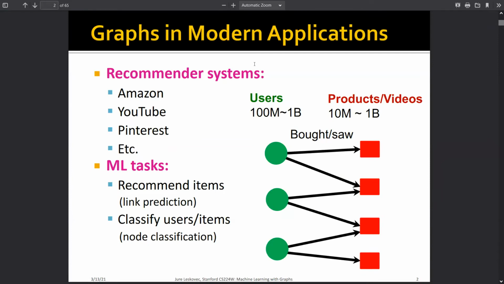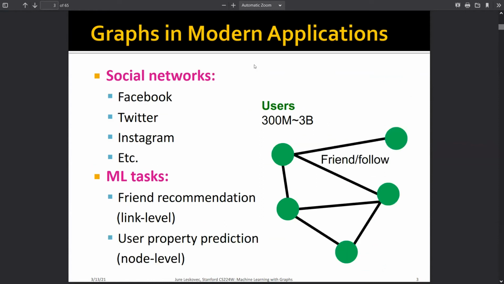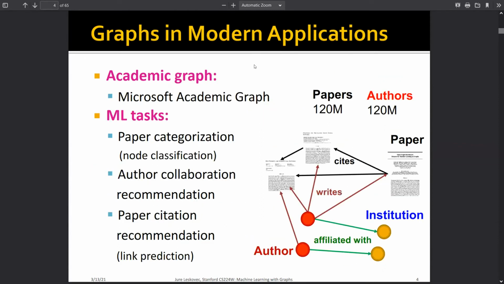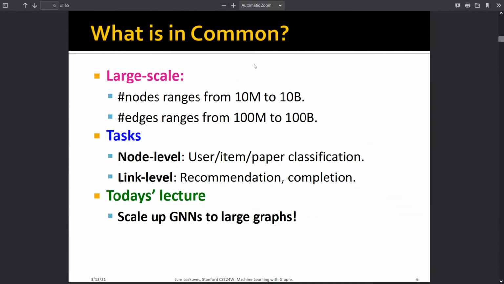This is like an application thing. This is scaling. I think there's more to do with scaling, this one. But anyway, let's keep going. Social networks, Wikidata. These are just motivating things he's talking about. Okay, scale up GNNs to large graphs.